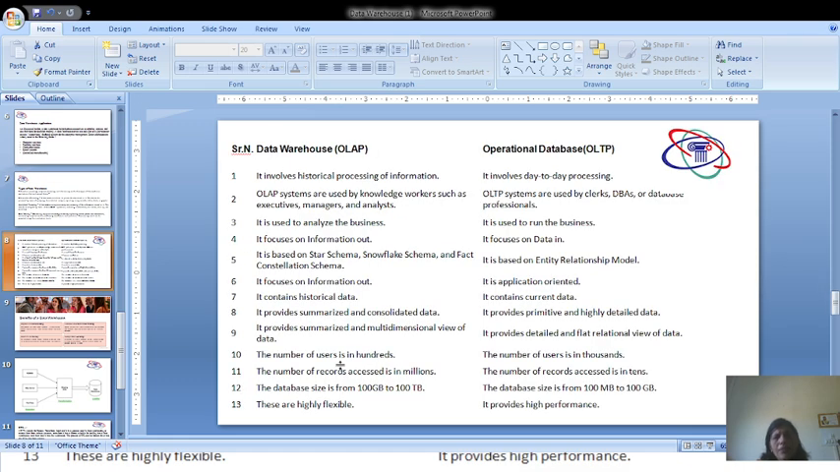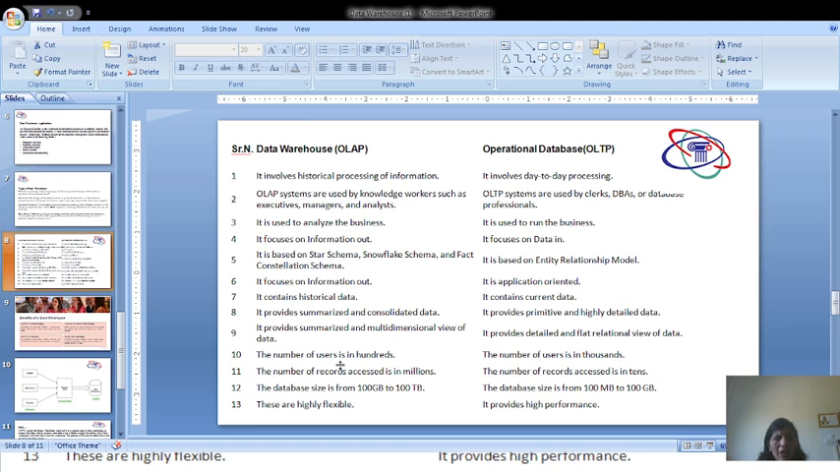Next is the difference between the data warehouse and the operational database. We can say the data warehouse is OLAP, meaning online analytical processing, and the other one is OLTP. The data warehouse involves historical processing of information, and the operational database involves day-to-day processing. OLAP systems are widely used by knowledgeable workers who have some experience in that field. OLTP can be used by any clerk, DBA, or database professional.